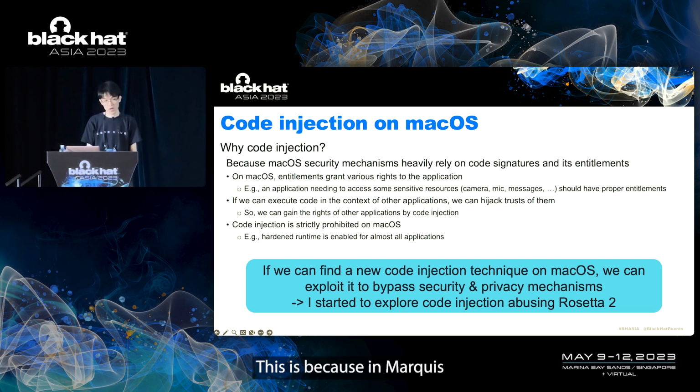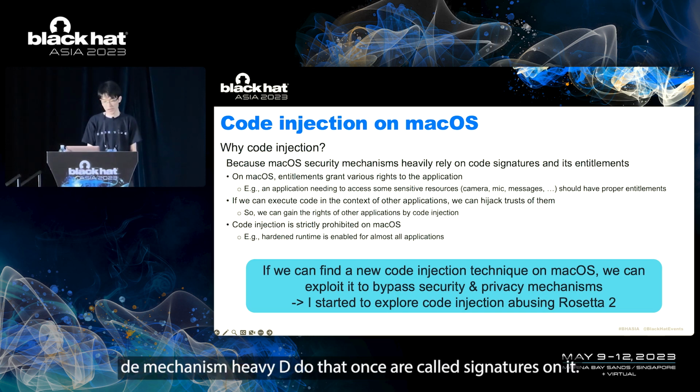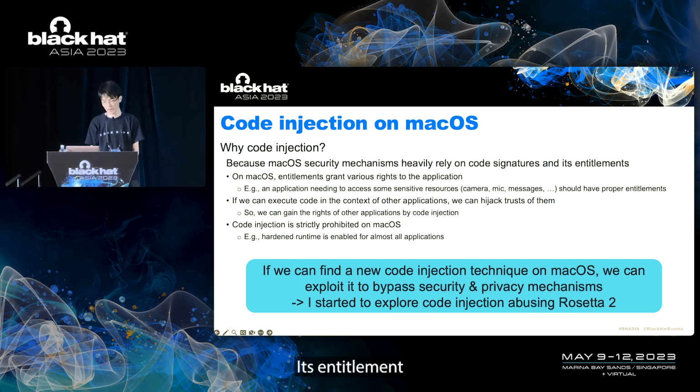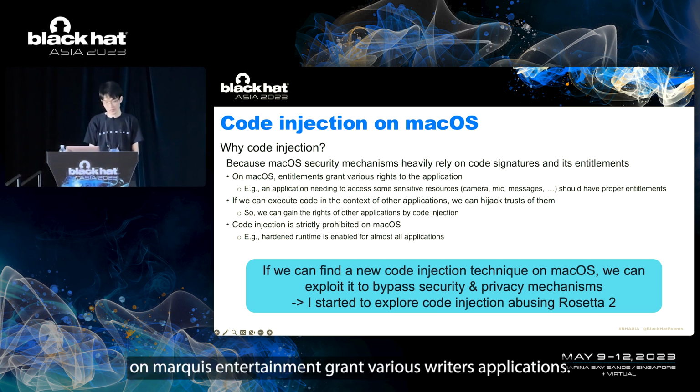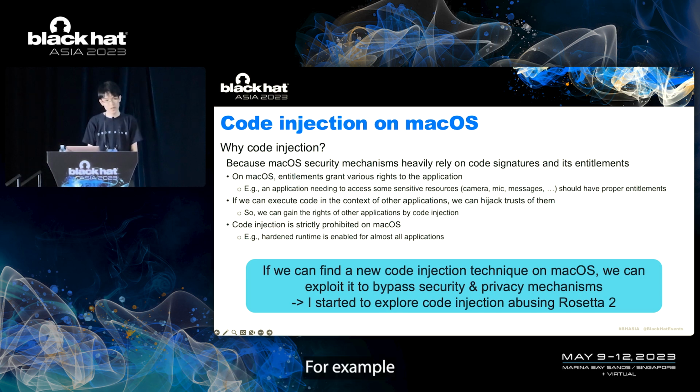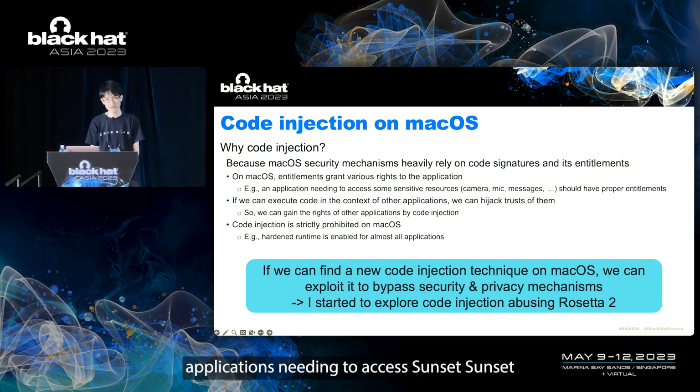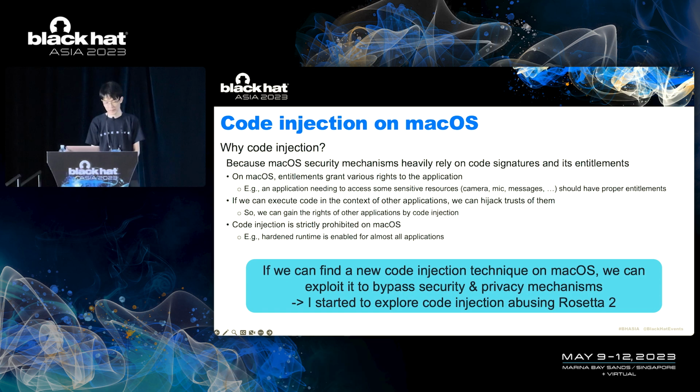This is because macOS security mechanisms heavily rely on code signatures and entitlements. On macOS, entitlements grant various rights to applications. For example, applications needing to access some sensitive resources, such as camera, microphone, and messages, should have proper entitlements. Without specific entitlements, applications cannot use these sensitive resources.